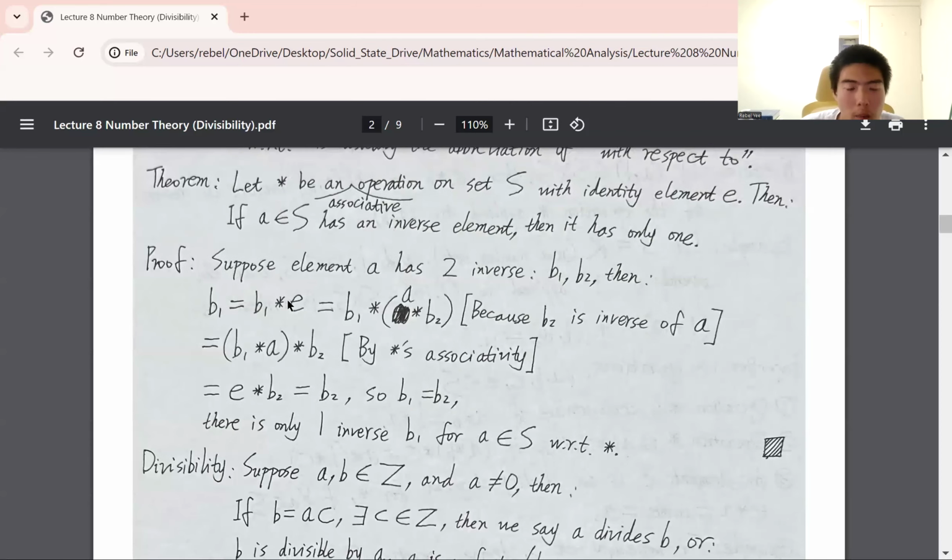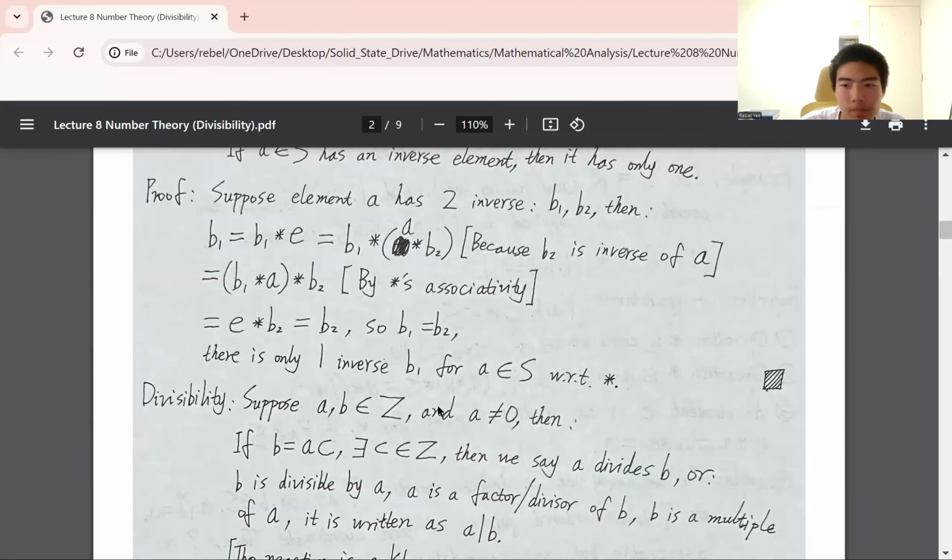It's always true. Because A has inverses B1 and B2, then E can be written as B1 with A with B2. And by associativity, we can do this operation first, and this becomes E, because B1 is an inverse of A. So it proves B1 equals B2. So there's only one inverse B1 for A if it exists with respect to the operation star.